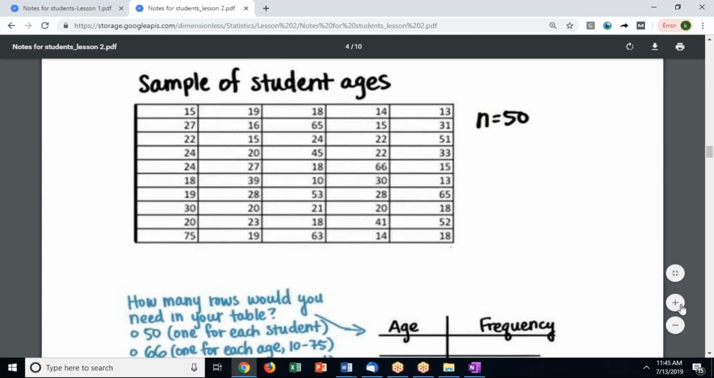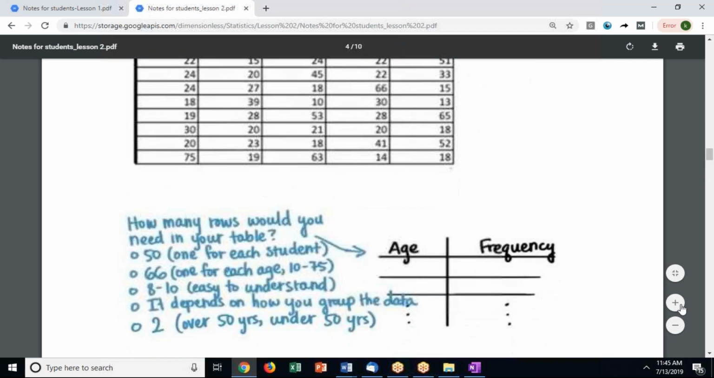Total number of different ages we have. It can be up to any number of rows; it depends on how we want to group the data. It can be 8 to 10 rows, or it depends on how you group the data as well.